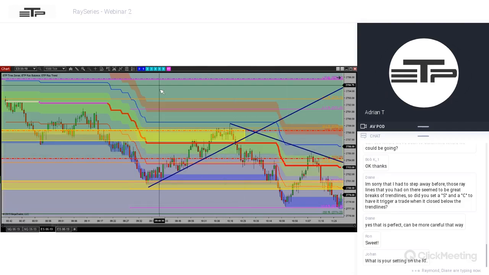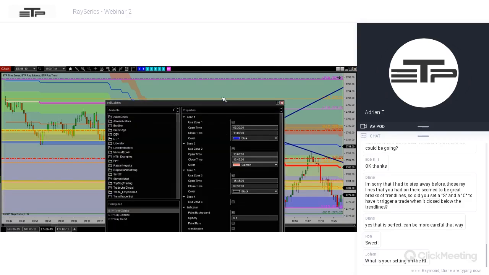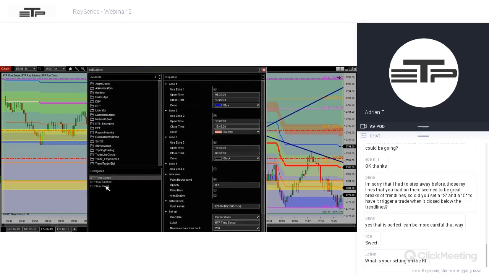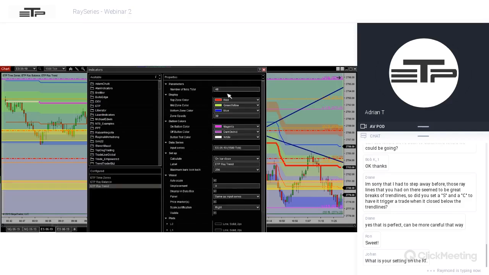What's the setting on the Ray trend? I'll show you in just a second. So my Ray trend settings are 48, red, green, yellow, blue, zone opacity 30. And obviously the button colors as well. Does that answer your question, Johan?